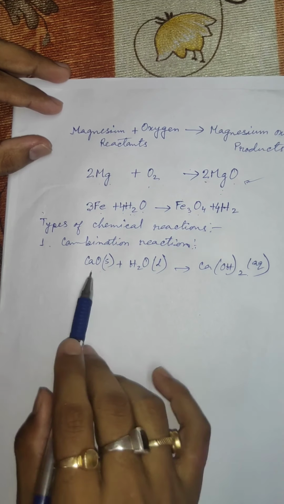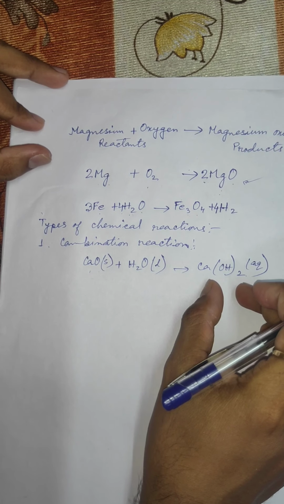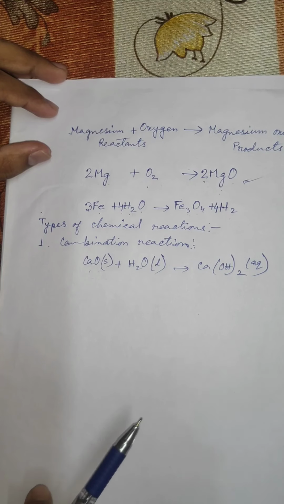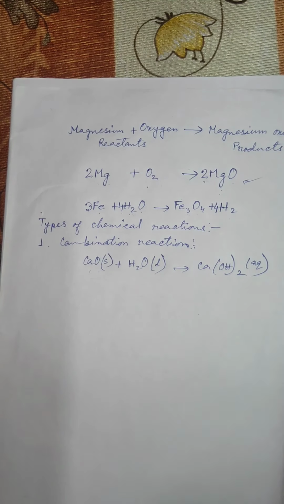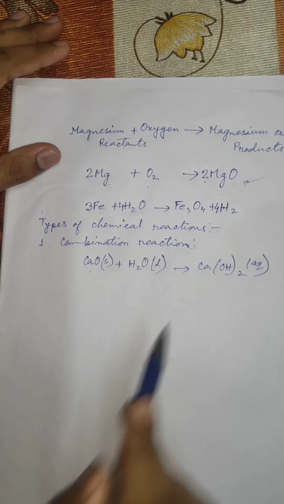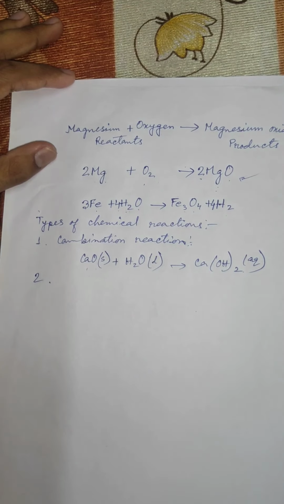Now this is the example of a combination reaction. See, there are two reactants combined to form a new, single substance. So this is mainly the type of combination reaction. Two or more substances combine to form a new substance. There are many more examples in your book. You can see the other examples. Next, decomposition reaction.